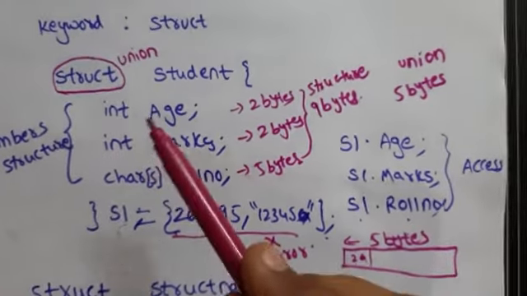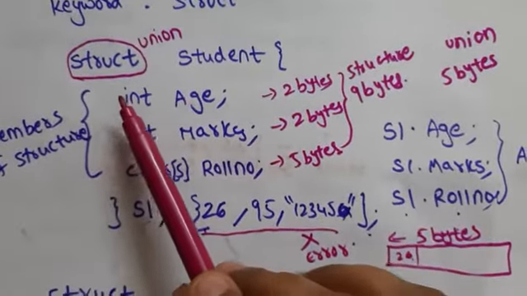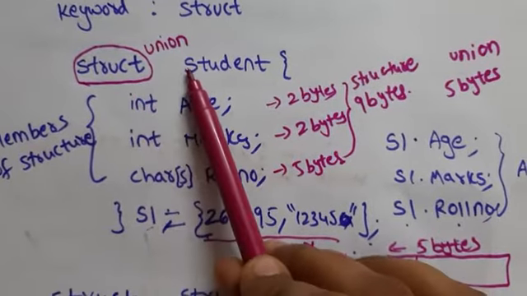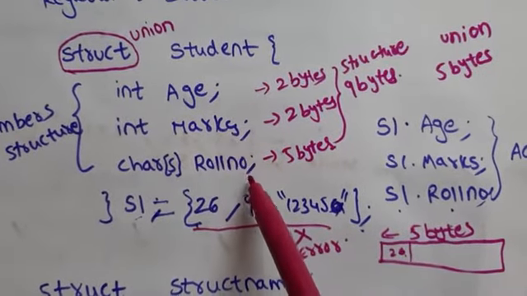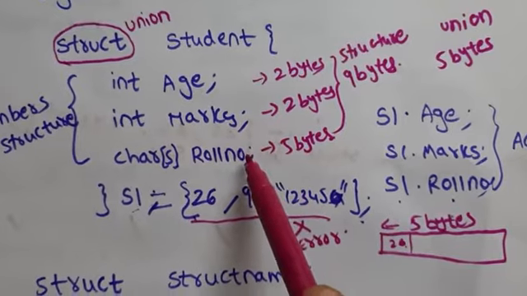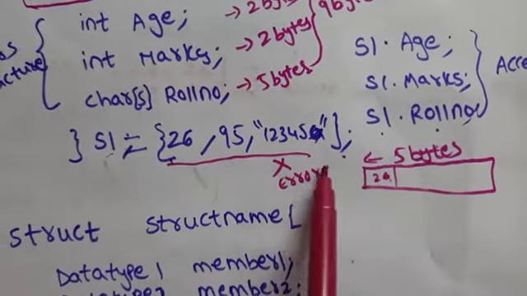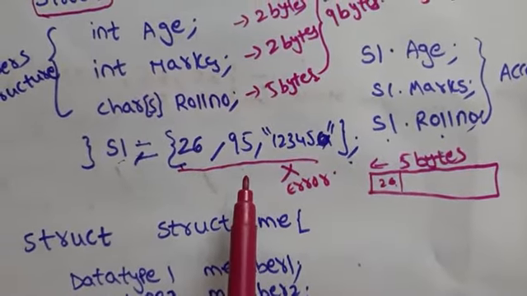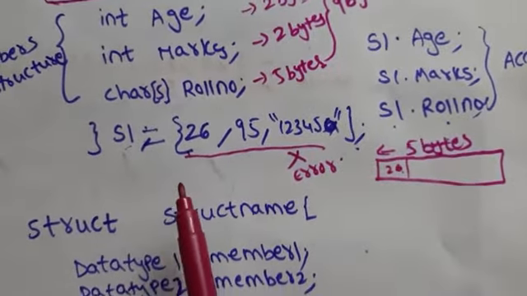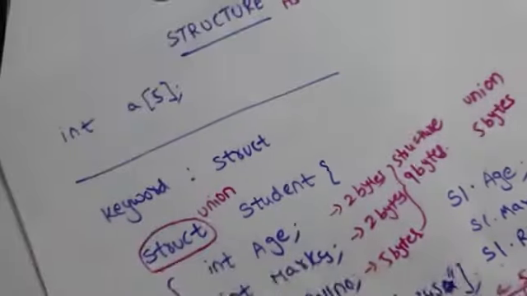So we have seen 3 differences. In a union, the struct keyword is replaced by union. The total memory of the union will be the maximum size, and you cannot initialize all the members as in a structure, only one you can initialize. Okay, let us see the example which we have seen for the structure.